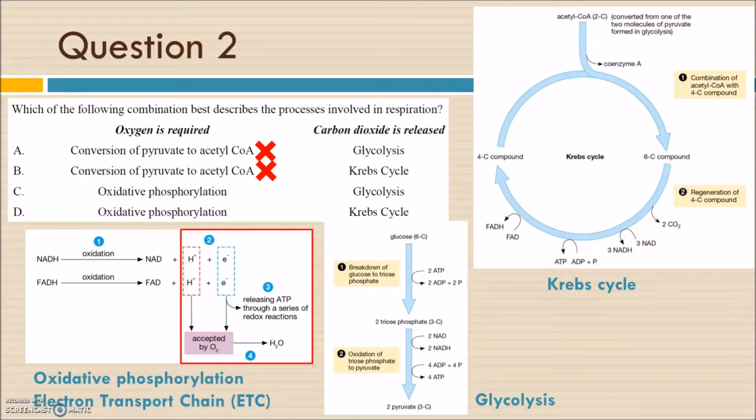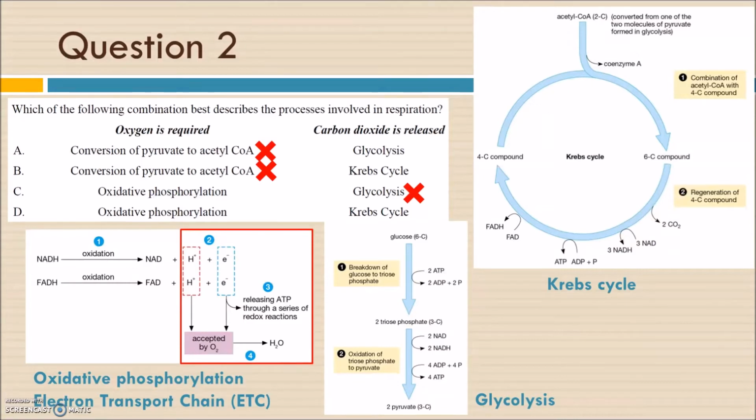Then you can refer to the diagram of glycolysis and Krebs cycle. For glycolysis, 1 glucose molecule is converted into 2 pyruvate molecules, but each pyruvate molecule still contains 3 carbon atoms. Therefore, no carbon atom is removed in the form of carbon dioxide. So, answer C is also eliminated.